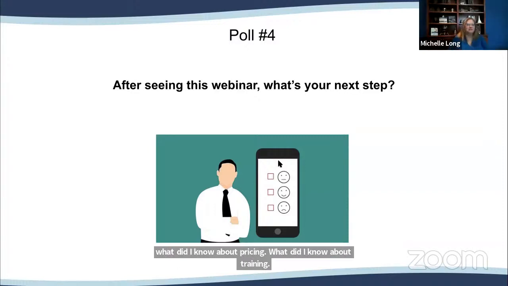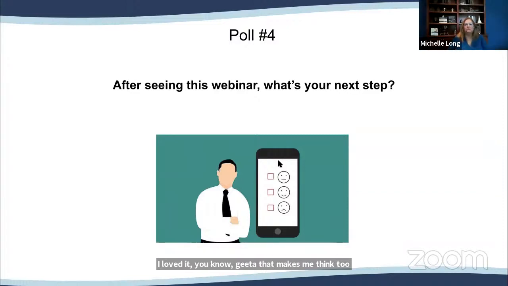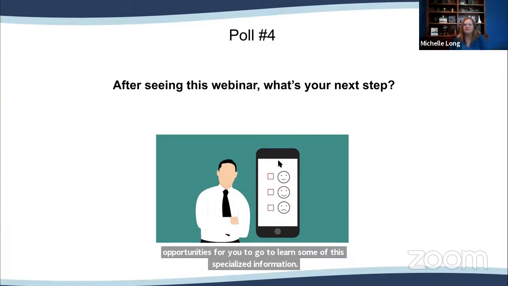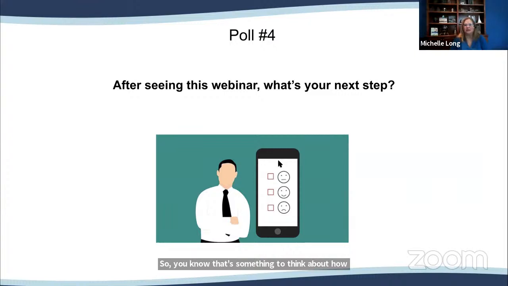Gita, that makes me think too, a good way for people to learn about these different niches and to learn from others is by attending conferences. Like we have Scaling New Heights coming up this fall, and a lot of times they will have breakout sessions on real estate or construction or restaurants or whatever. Those are great opportunities for you to go and learn some of this specialized information. That's something to think about. Hopefully we'll see some of you there.